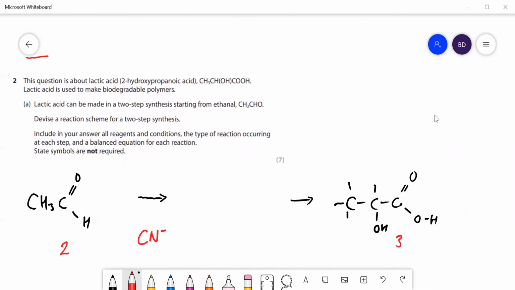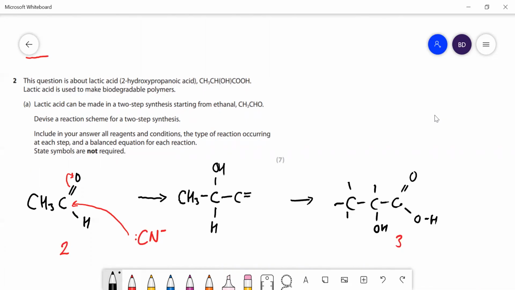Now, we are going to react the cyanide ion. That is going to go nucleophilic attack on that carbon there. It doesn't ask for the mechanism, and that's going to go there to give us an OH. So we're almost there. So the intermediate we're going to have then is the hydroxynitrile.